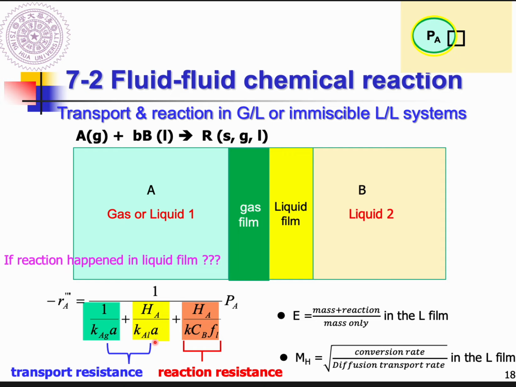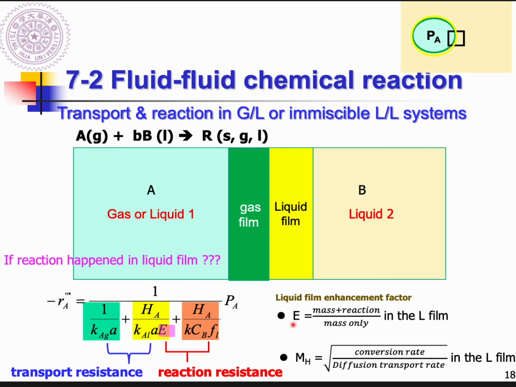So here it tells you that you need to modify the resistance of the liquid film. And how to modify that? Here he introduced a parameter we call E, which is the liquid film enhancement factor. In this case, as long as you put E here, which is the liquid film enhancement factor, you are going to modify the resistance of the liquid film to allow us to deal with a chemical reaction happening in the liquid film. So what's the definition for the liquid film enhancement factor? We will talk about it in the next slide.